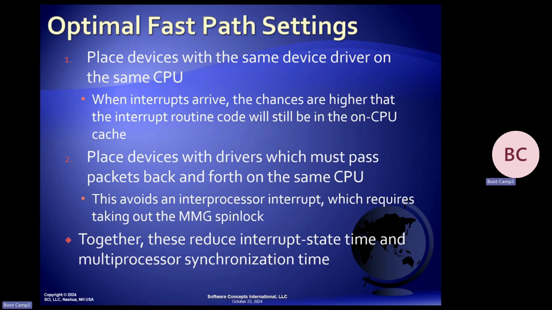The second case is you want to place devices which have to pass packets back and forth between each other onto the same CPU. If they're on separate CPUs, you have to take out the memory management spin lock and do an interprocessor interrupt, and that's more multiprocessor synchronization time to pass the packet to the driver on the other CPU. If on the same CPU, you can pass it without having to do that interprocessor interrupt. So those two things are the reason to do fast path optimization.